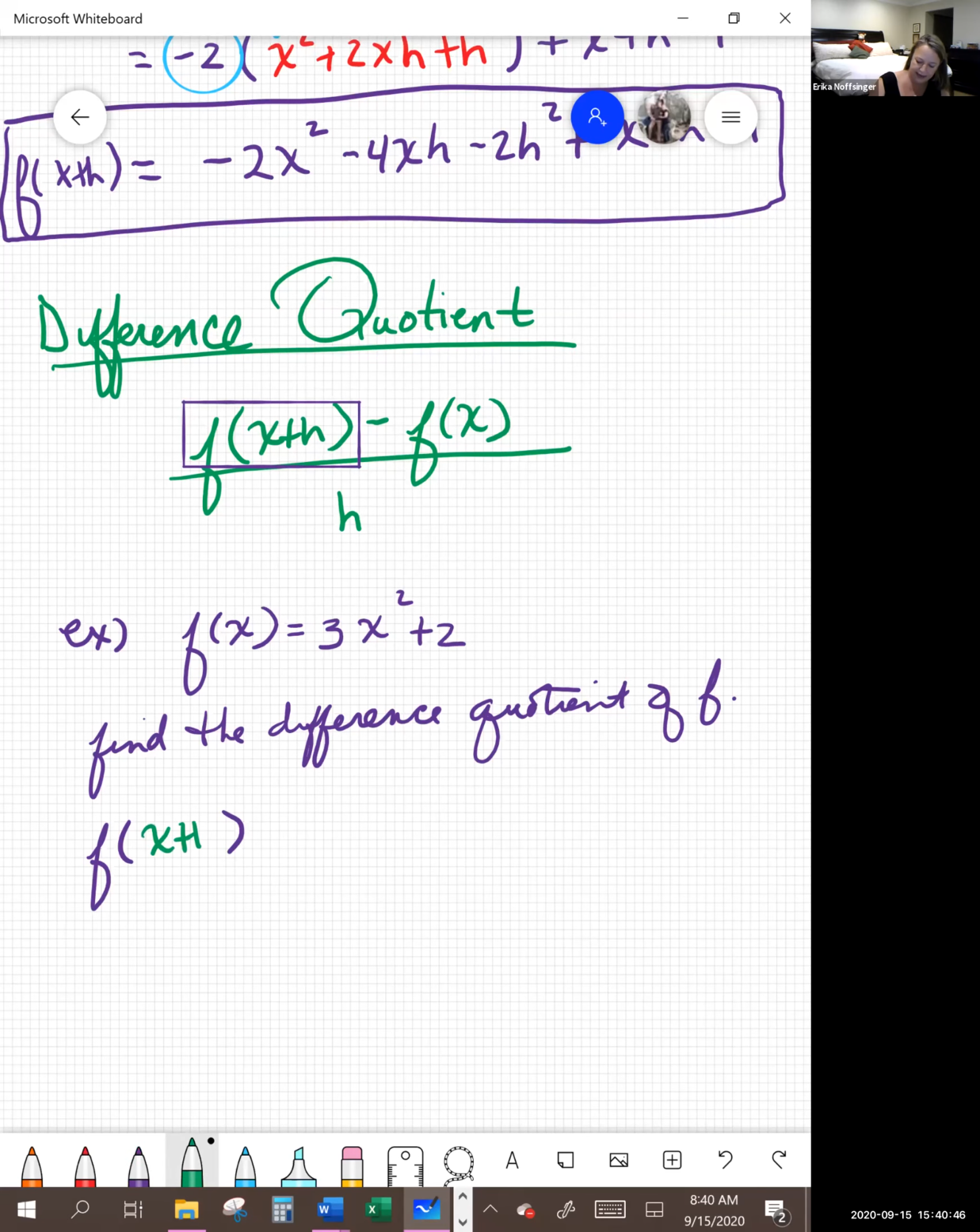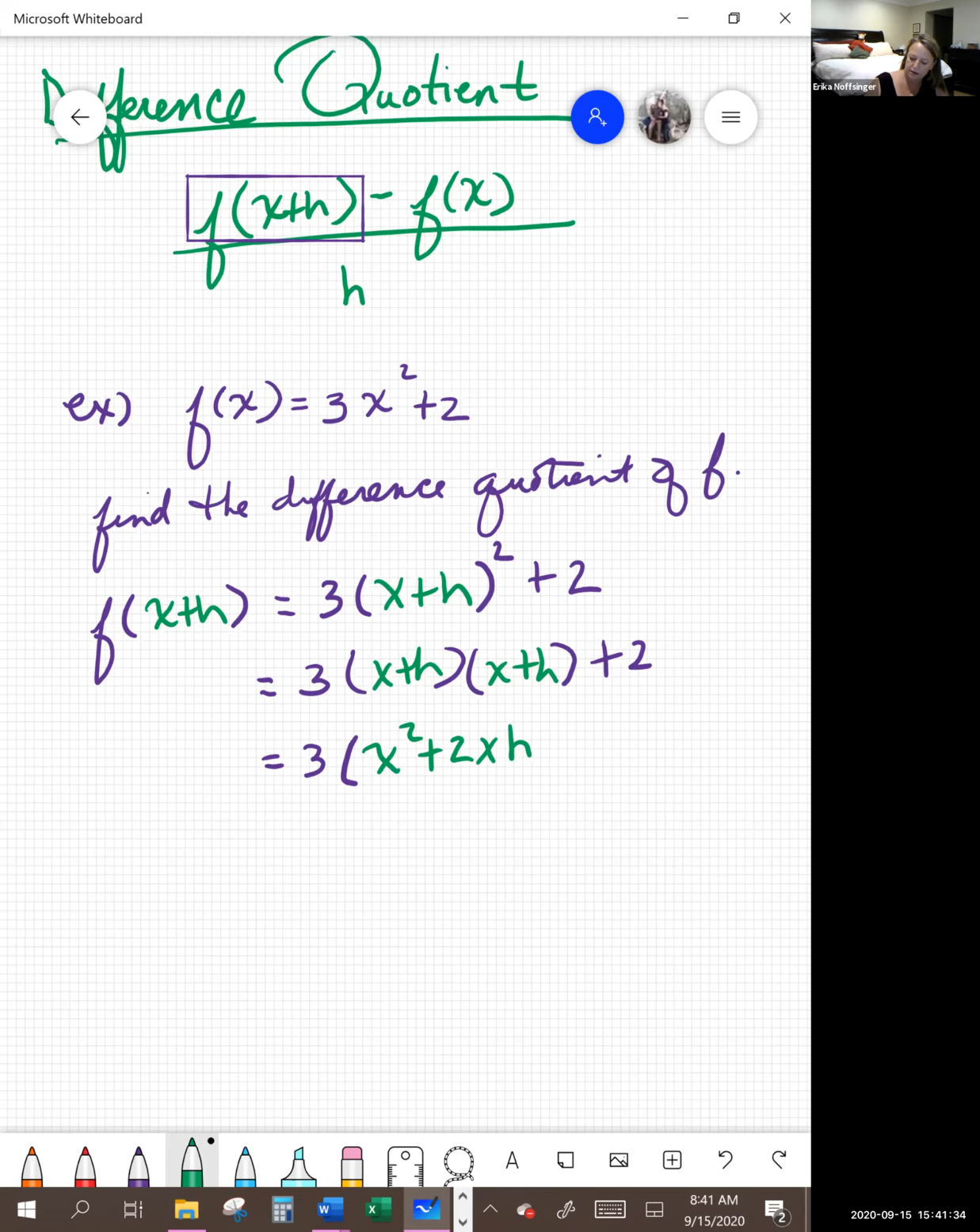So this is equal to 3. Let's go and just put parentheses first. So we have an x, so let's put parentheses there and square it. So let's simplify this. This is equal to 3, all times the quantity x plus h times x plus h. And then plus 2. So this is 3 times, if we distribute it out, x plus h times x plus h. This gives us x squared plus 2xh plus h squared down there, plus 2.